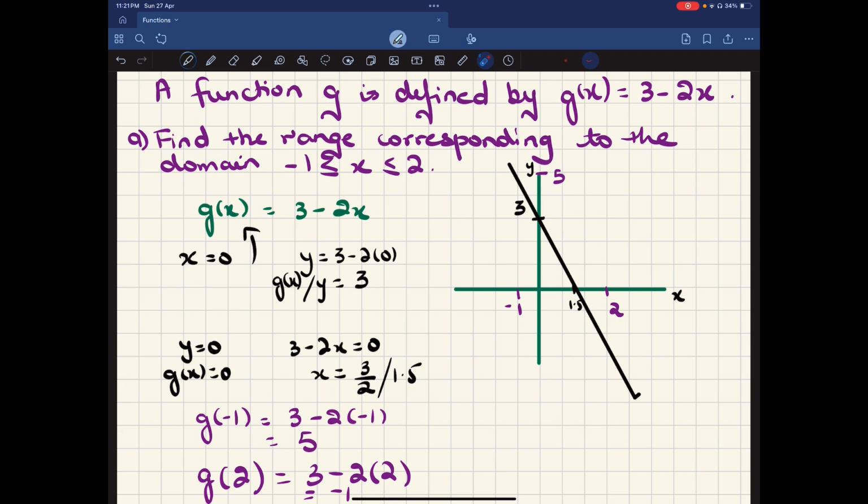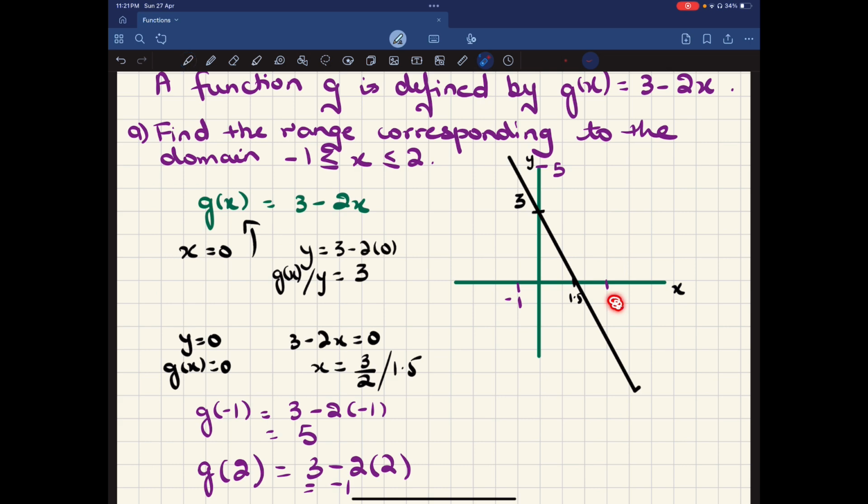Sorry, your 2 should be, okay, this doesn't make sense. I'm sorry. This is the value for 3. Your 2 is going to be here somewhere. Okay, so for 2, the respective y value is -1. Now you can make sense of it graphically.